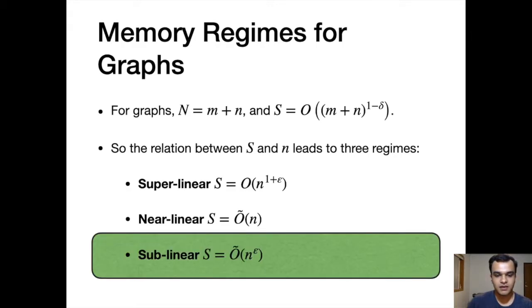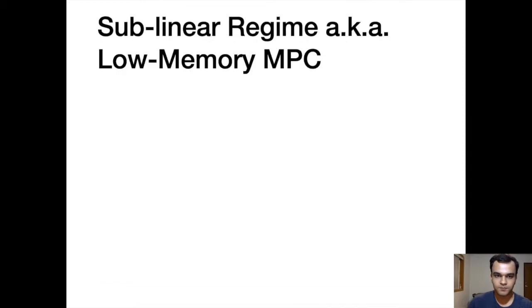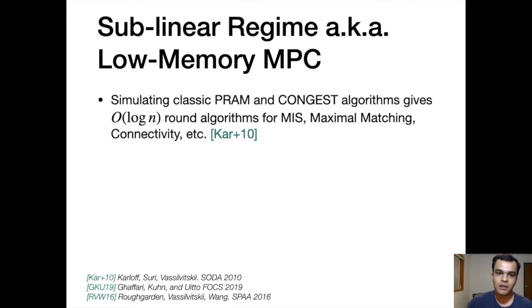This sublinear memory regime is the one that we will concentrate on in this paper. The sublinear memory regime is also called the low-memory MPC model. In the low-memory MPC model, simulating classic PRAM and CONGEST algorithms gives us O of log n round algorithms for MIS, maximal matching, and connectivity.